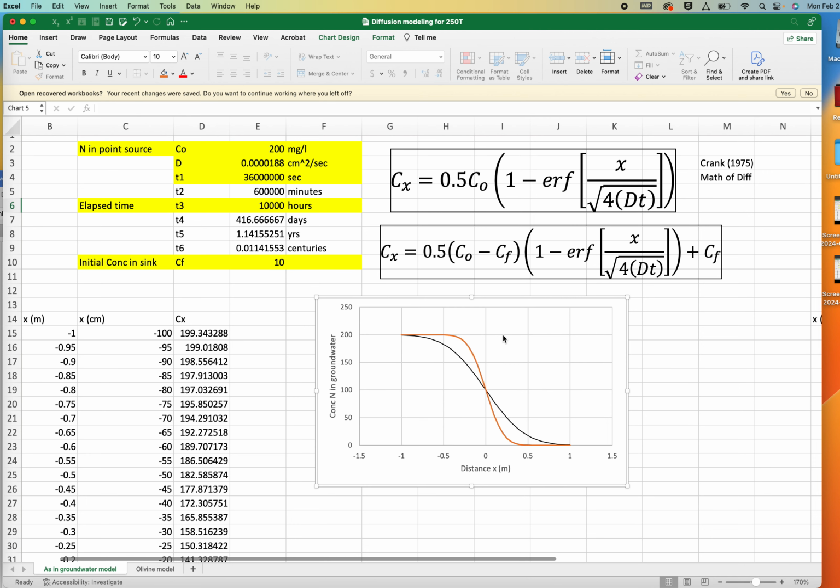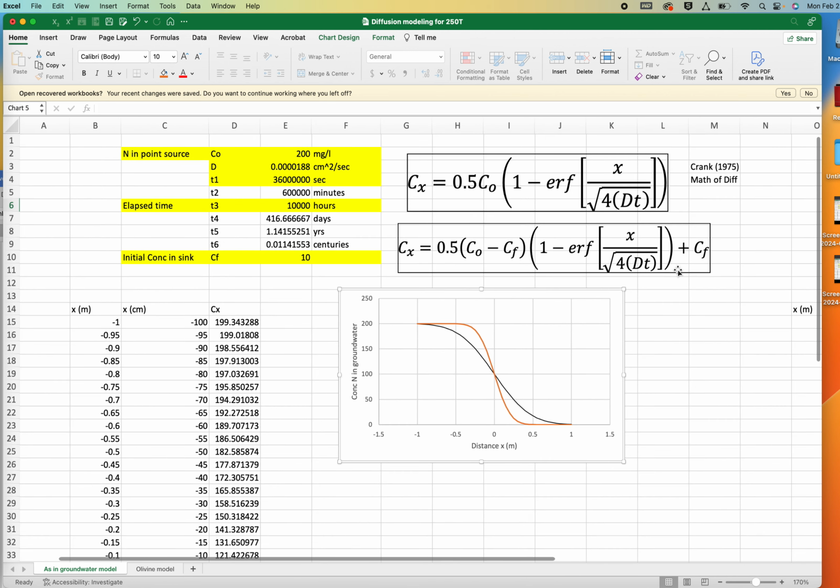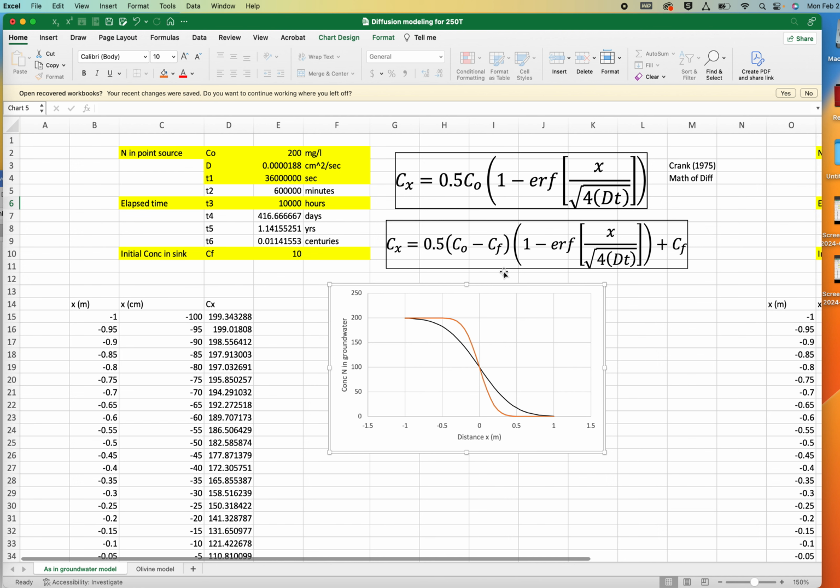So that's how we plot diffusion equations using these equations from Crank and entering them into Excel. We're letting the time vary. The C0 is fixed and the diffusion coefficient is fixed. And we're just comparing how distance and time affect, let's say, contamination of some given point source. Could be nitrogen in groundwater or arsenic in groundwater or forsterite content in an olivine. That all works pretty much the same way.